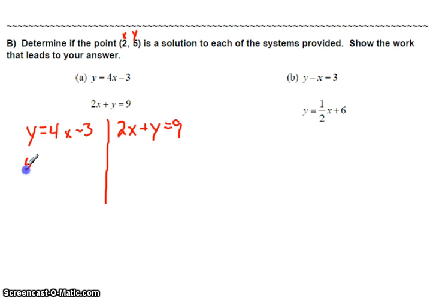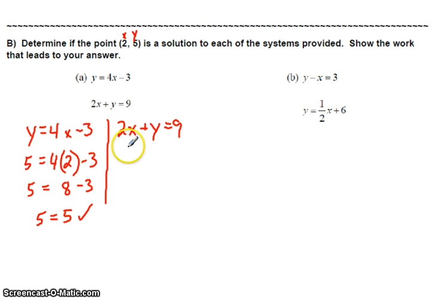All right, so I'm going to plug in the 5 for the y. It's going to be 4 times the x, which is 2, minus 3. 4 times 2 is 8. 8 minus 3 is, of course, 5. So the first one checked. And the second one, my x is 2 again. My y is 5. So we've got 4 plus 5. Does that equal 9? Of course it does. So 9 equals 9 in this case. Both of them check out perfectly.